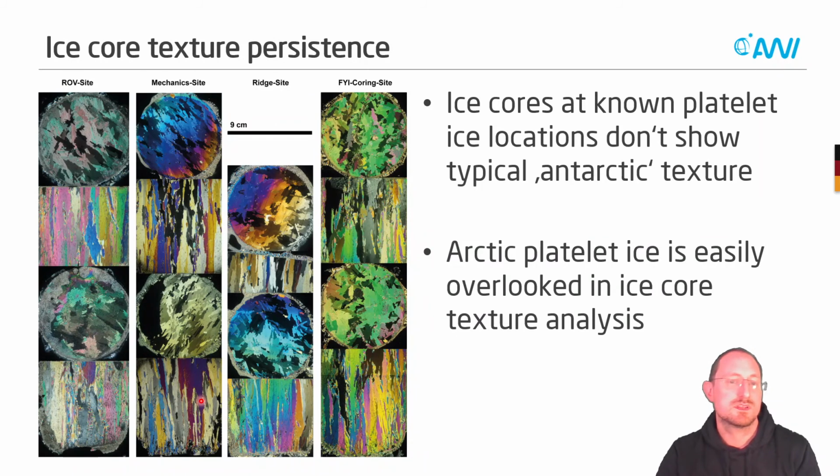So we know that the platelets are in there, but we can also see that they are very hard to detect here in these ice cores. That might be one reason why it hasn't been really seen in past sea ice texture analysis, because it's so easily overlooked.